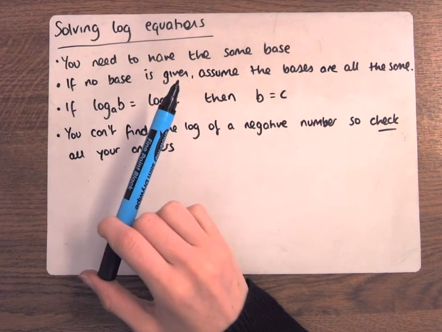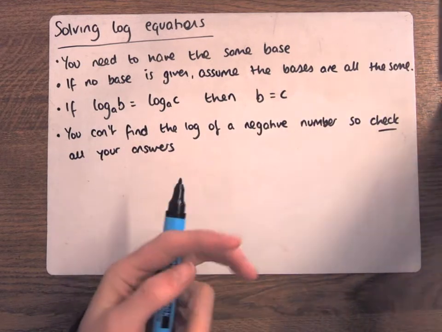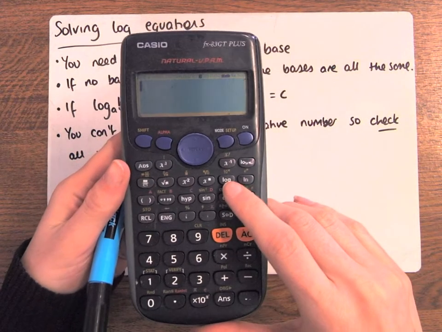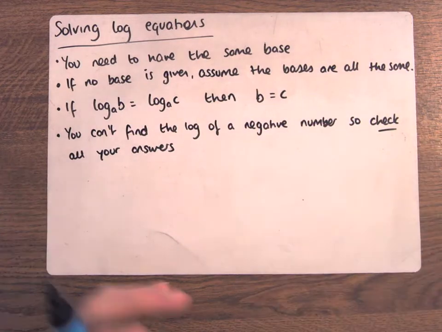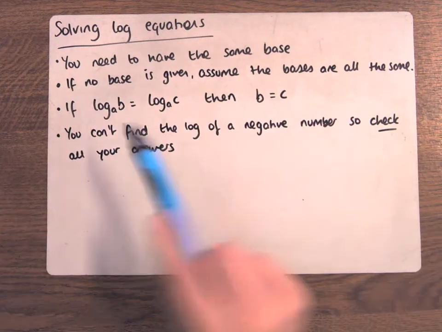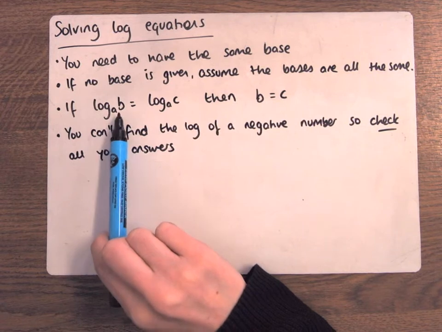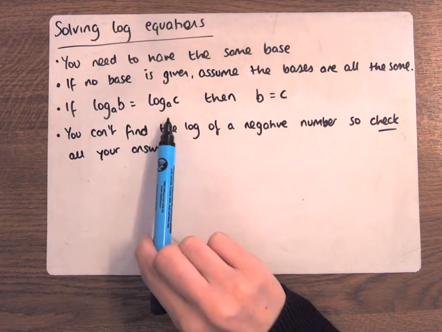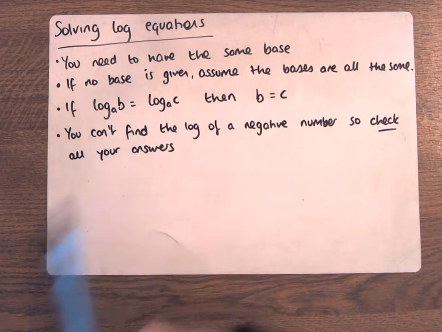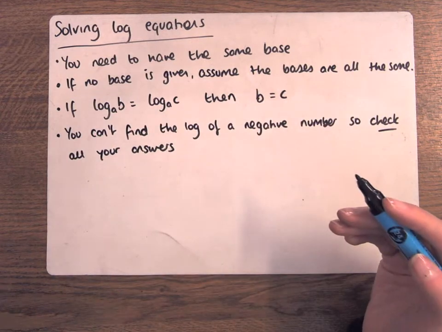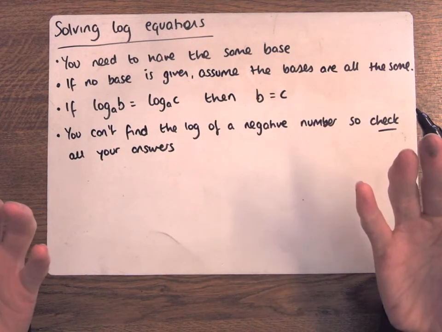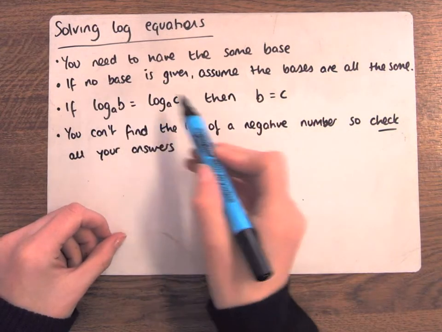If no base is given, if you're just given log, you're assuming it's the same for all bases. So that just means you don't need a base. If log to the base a of b equals log to the base a of c, then you can say that b is equal to c. That's really important. As long as you've got log to the same base on this side and log to the same base on this side, you can say that their values are equal.